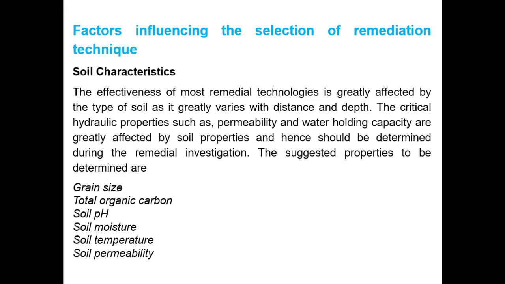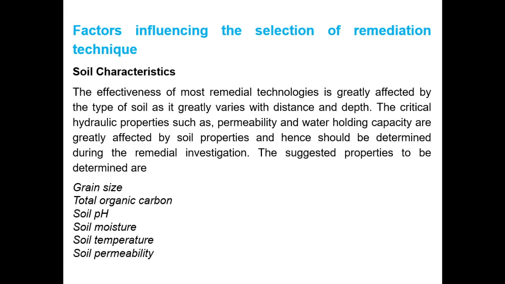The effectiveness of most remedial technologies is greatly affected by the type of soil, as it greatly varies with distance and depth. The critical hydraulic properties such as permeability and water holding capacity are greatly affected by soil properties and hence should be determined during the remedial investigation. The estimation of soil properties such as the permeability from grain size may sometimes lead to erroneous conclusions. The suggested properties to be determined are grain size, soil pH, soil moisture, soil temperature, soil permeability, etc.